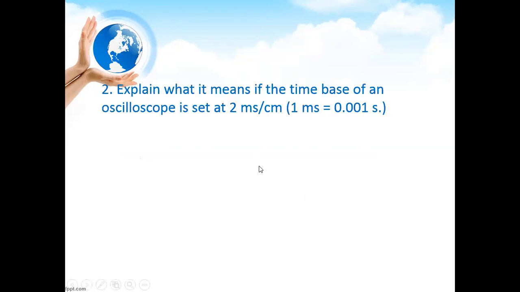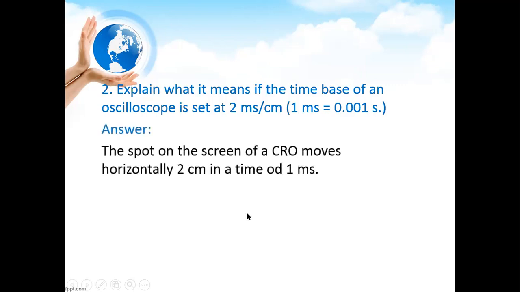So the second question was asking us to explain what it means if the time base of an oscilloscope is set to 2 milliseconds per centimeter. Remember, 1 millisecond is 1 times 10 to the power negative 3 seconds. So what does this mean? There is going to be a spot on the screen of the cathode ray oscilloscope. That spot is going to move horizontally 2 centimeters in a time of 1 millisecond.